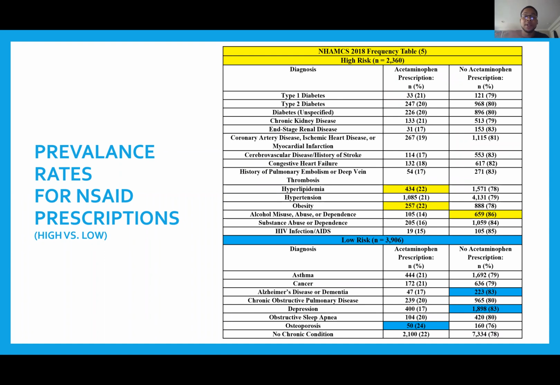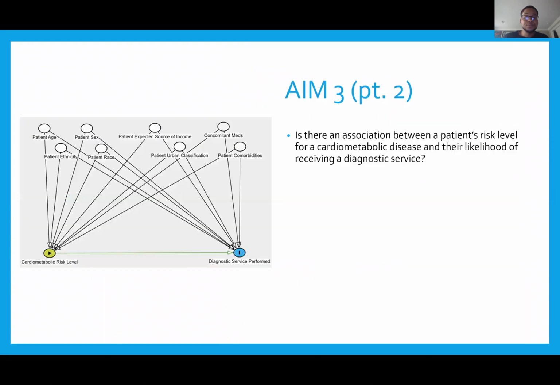And for this, I'll just be showing the dichotomized difference between high and low risk for NSAID prescription. In the same fashion, it will be done for diagnostic services. So the question will be, is there any association between a patient's risk level for a cardiometabolic disease and their likelihood of receiving a diagnostic service? So the same variables were included as confounders. And I have yet to determine which ones are going to be important or not. But as of now, these are ones I'm including.